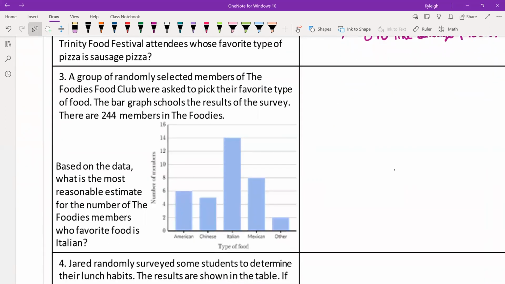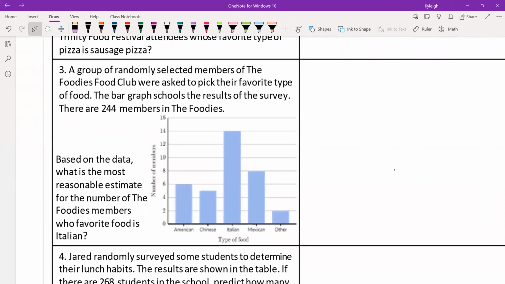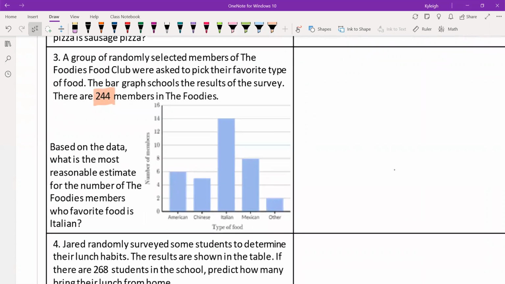So a group of randomly selected members of the Foodies Food Club were asked to pick their favorite type of food. The bar graph represents the results of the survey. There are 244 members in the Foodies. So we want to know Italian. Well, Italian is this one. But before we do that, we have to figure out how many total people are surveyed, right? So American was 6. Chinese is in between 4 and 6, so that's 5. Italian is 14. Mexican is 8. And other is 2.